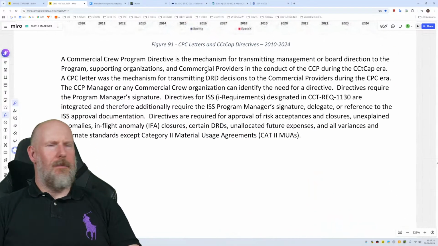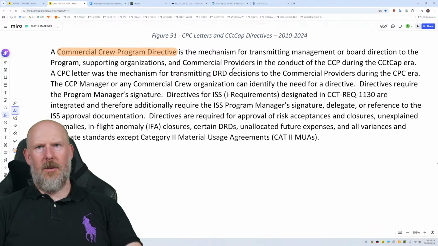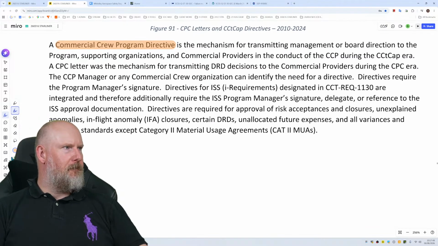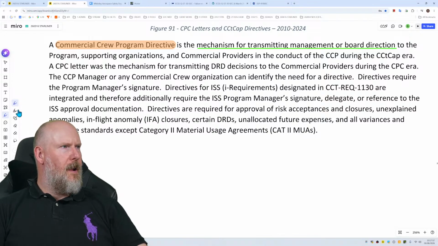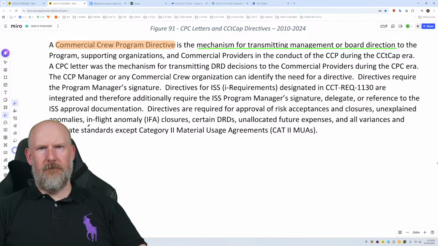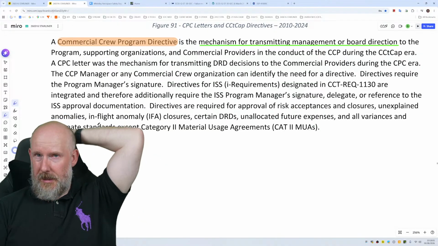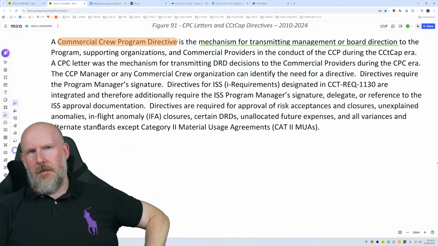A commercial crew program directive is the mechanism for transmitting management or board direction to the program supporting organizations and commercial providers in the conduct of the CCP during the CCTP cap era. Okay. So it's mechanism for transmitting stuff. So I wonder if there's any issues with that. Maybe they were aware and documented these non-compliance issues, these certification issues, but this mechanism didn't work for whatever reason. Is that something we need to think about?